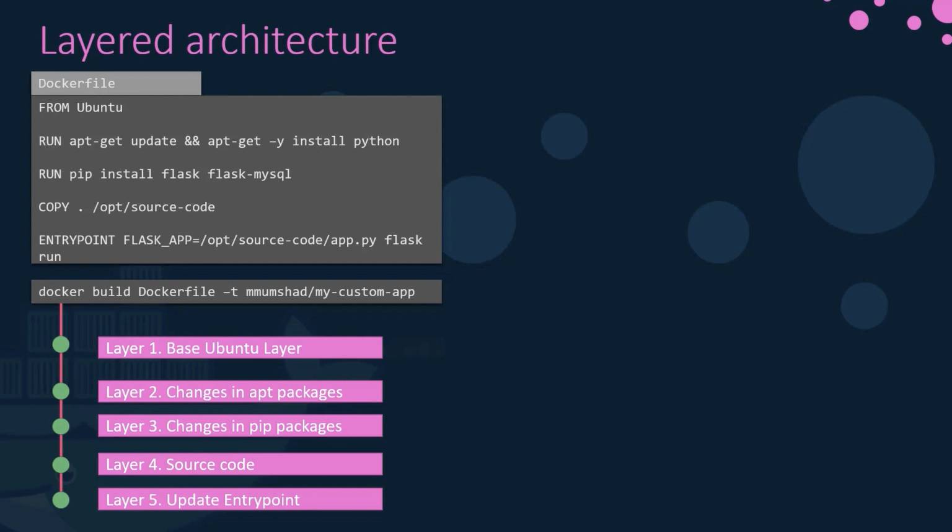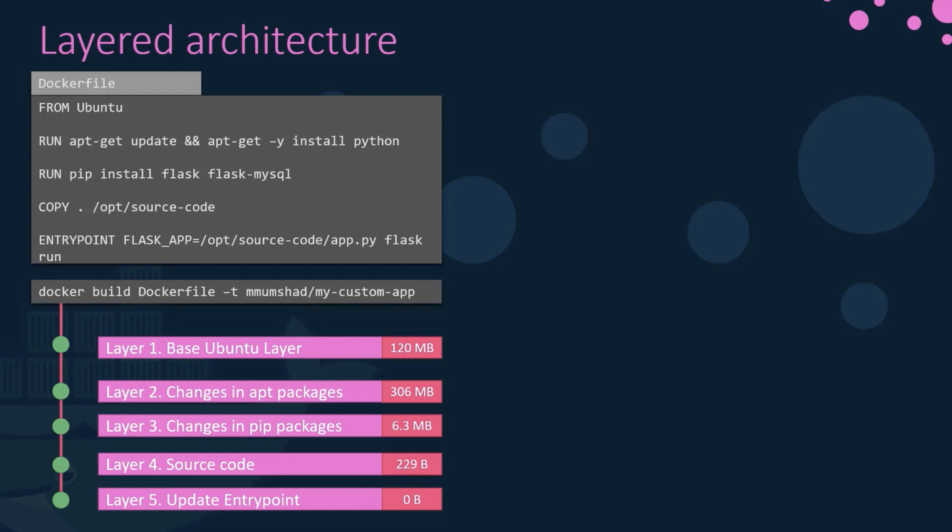Since each layer only stores the changes from the previous layer, it is reflected in the size as well. If you look at the base Ubuntu image, it is around 120 megabytes in size. The apt packages that I install is around 300 MB, and then the remaining layers are small.